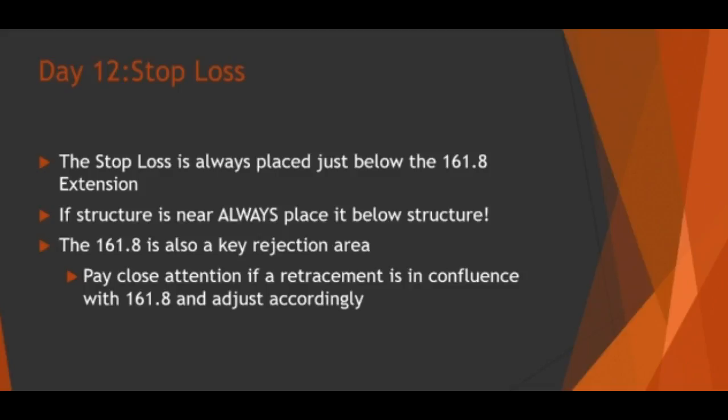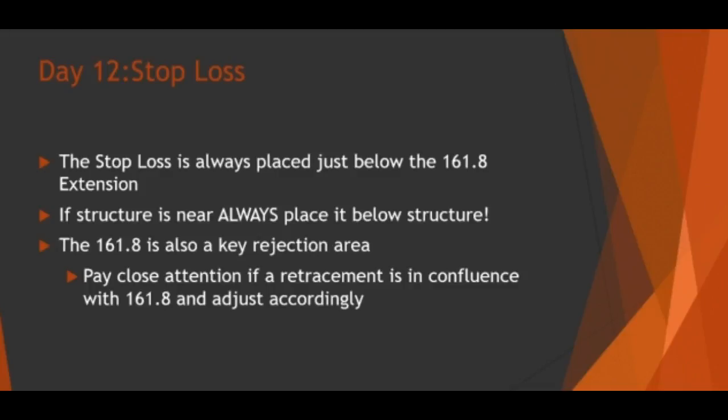And as we talked about in the last video, when you go through and do that, you're going to get a 1.618 ratio extension. And so this is where we mostly place our stop loss. I say mostly because there are some things we'll talk about today with structure that will help you as well. When you place it, for sure, it's always going to be placed at least below the 1.618 extension. And remember that if structure is near, you're going to place it below structure.